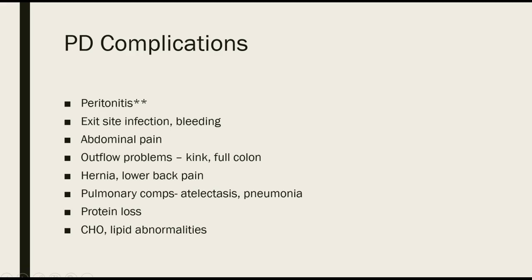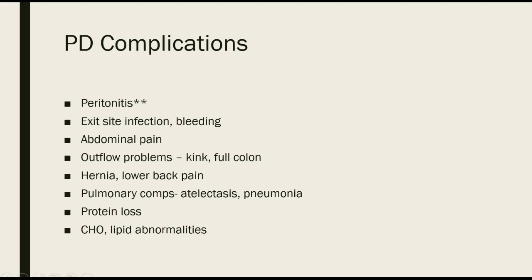Pulmonary complications are another issue with peritoneal dialysis, again related to that fluid in the peritoneal space pushing on the respiratory system, the lungs. It can lead to atelectasis and pneumonia because it's displacing the lungs, and so the lungs have a decreased ability to expand. There can also be significant protein loss through peritoneal dialysis, lost in the dialysate fluid.